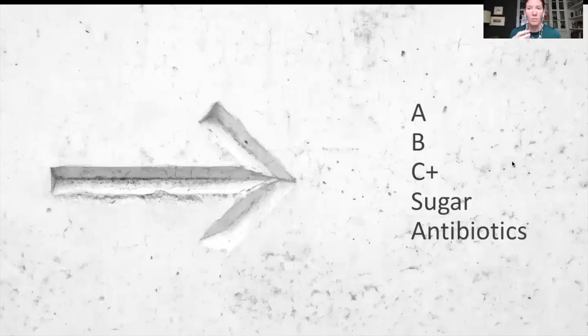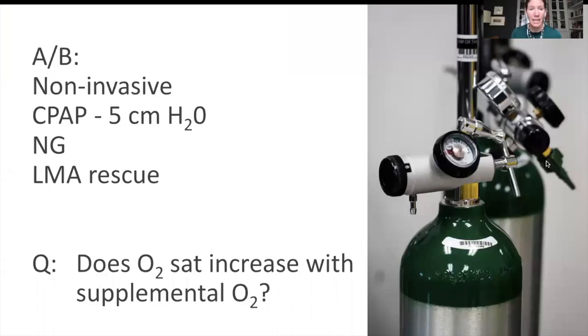All right, and so what I would propose is to use the approach that you use for all age groups. So we're going to use this as our framework, A, B, C plus. So there's a few extra things we need to do in circulation, and then sugar and antibiotics. And in the first 30 to 60 minutes, you can do that. Okay, so that's what we're going to focus on for today's presentation. Okay, so we're going to put A and B together. So let's take our example of this little 10-day-old.